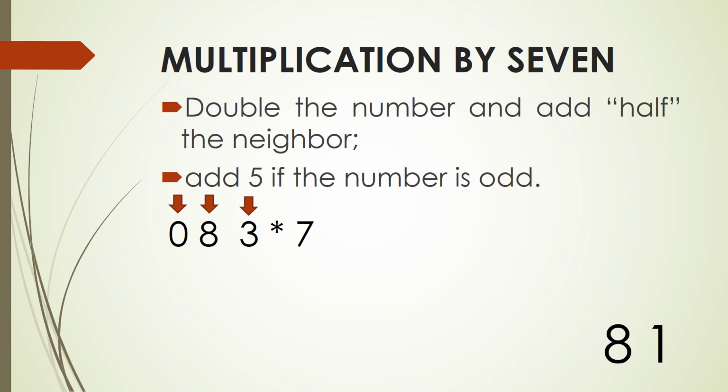The next number is going to be 0. We don't need to double that one. We know that if we double 0, it's still going to be 0. So we only need to add half of the neighbor, which is going to be 4, plus the one that we were carrying. So it's going to be 5. And now we have the answer that we are looking for.